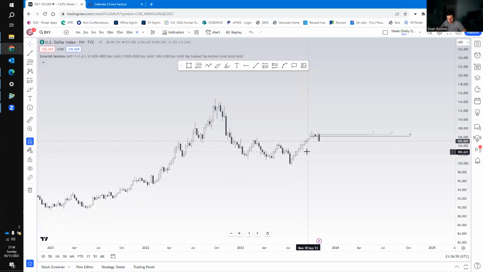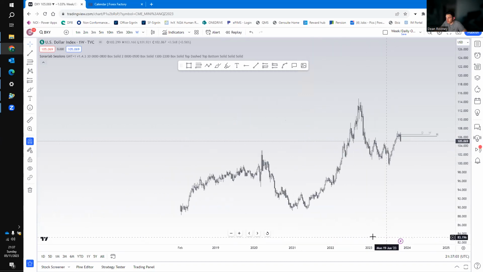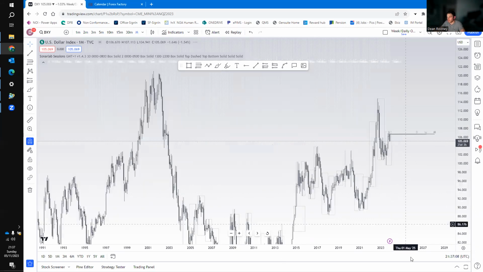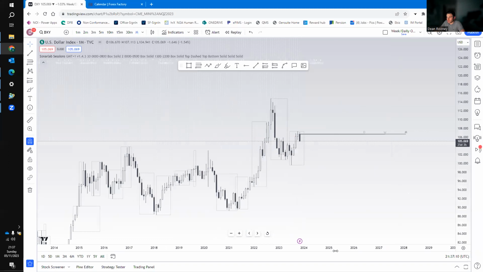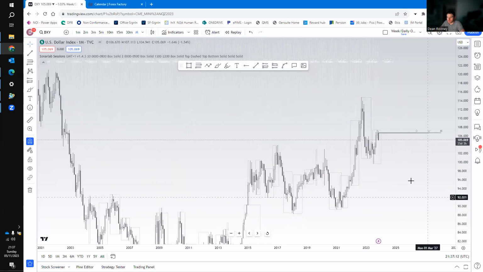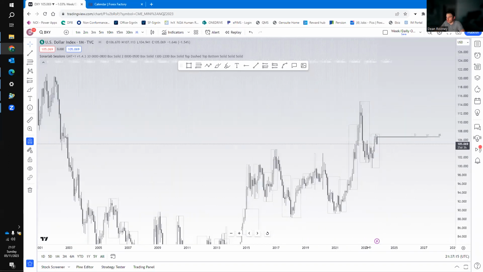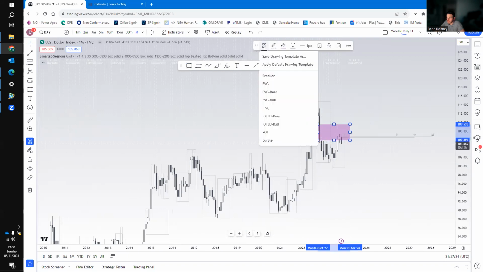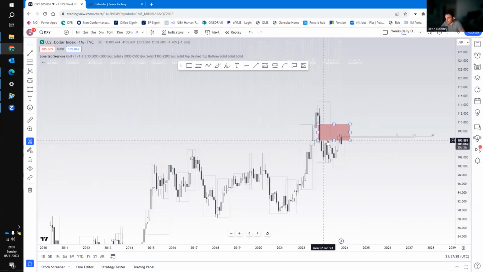So we're going to go back over and look at what happened last week and see how that compared, how we performed really. So I'm going to start on the monthly time frame for the US dollar. In here, you'll see this fair value gap. So fair value gap there. Now we've come into this fair value gap.